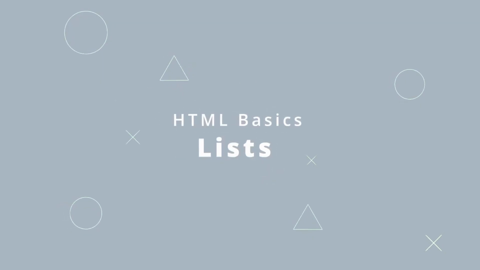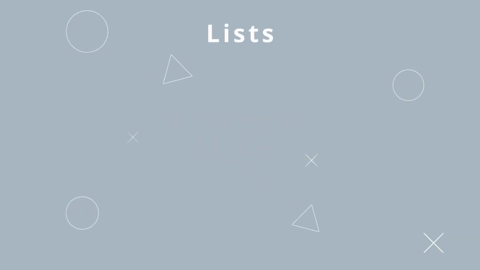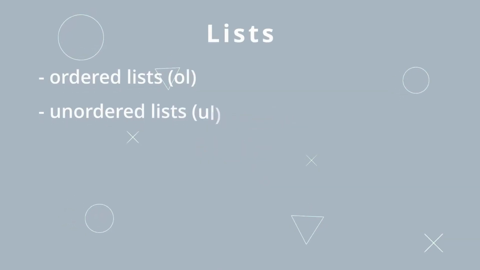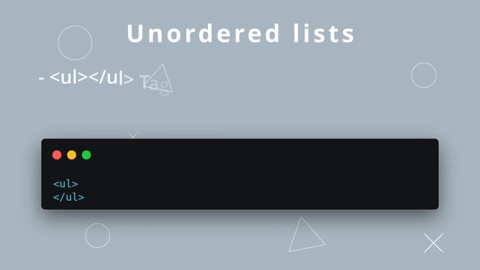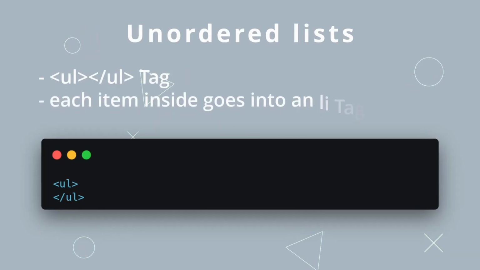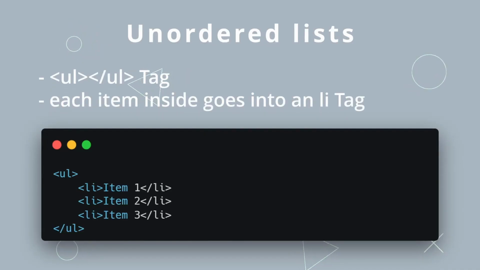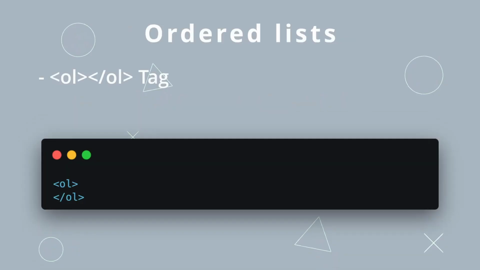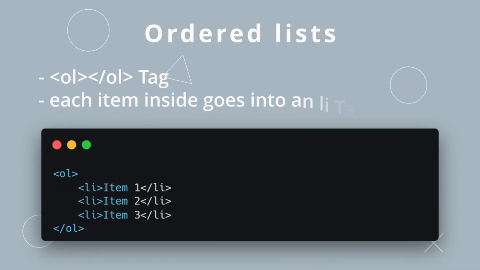Today, we learn all about lists in HTML. There are two main types of lists, ordered lists and unordered lists. An unordered list uses the UL tag. Each item inside of an unordered list goes inside of an LI tag. An ordered list uses the OL tag and numbers the items automatically. Here, items also go inside of an LI tag.